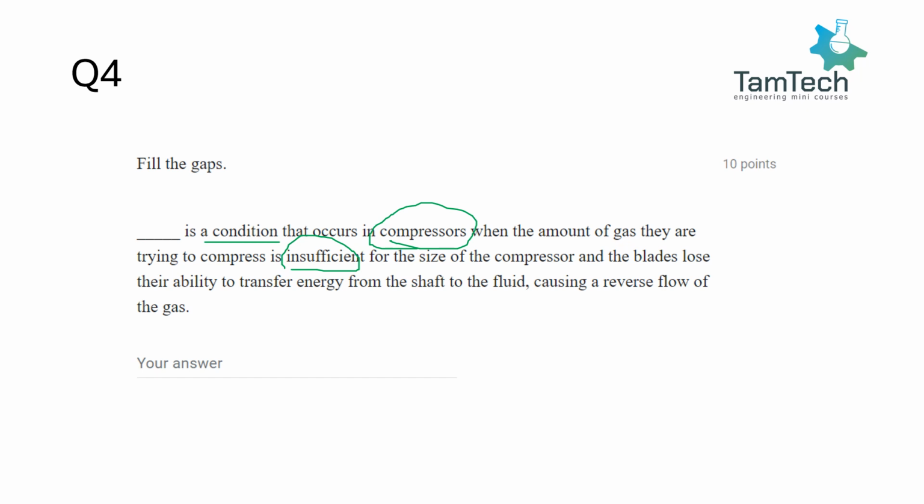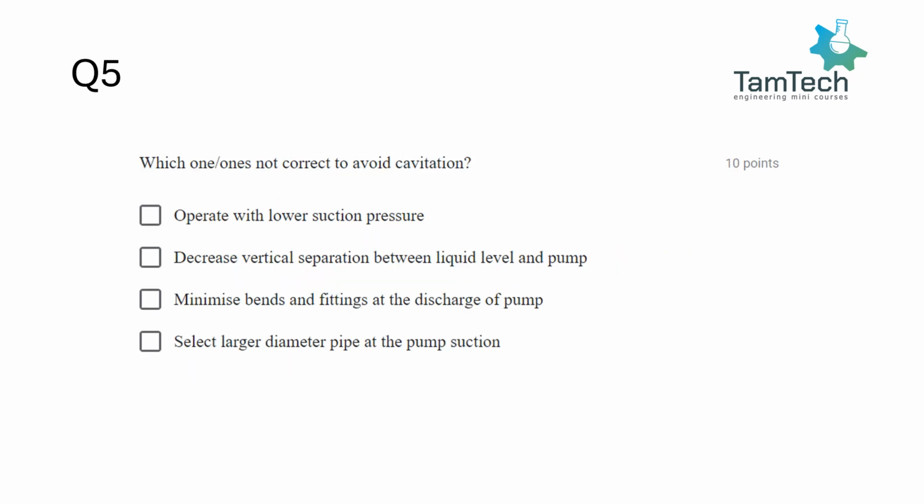For the size of compressor, the blades lose their ability to transfer energy from shaft to fluid, as the flow is insufficient, most probably causing a reverse flow of the gas. So this is a compressor; they have insufficient flow, and they lose the ability to transfer energy from shaft to fluid. It's one of the most important problems that we commonly face in the industry, which is a surge condition. Surge. So these are the minimum flow cases.